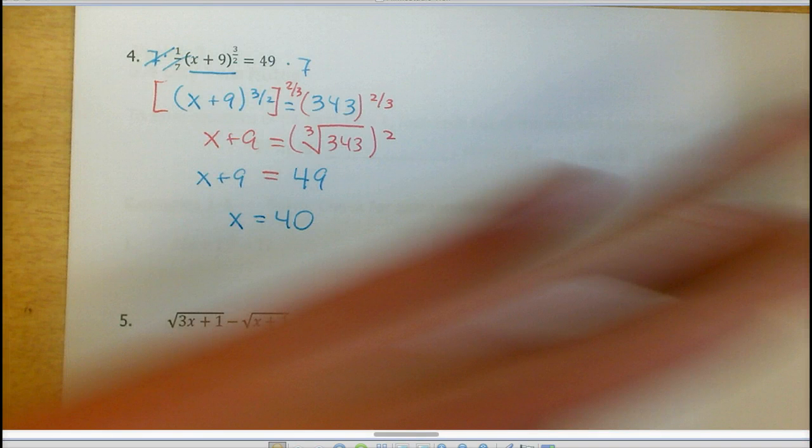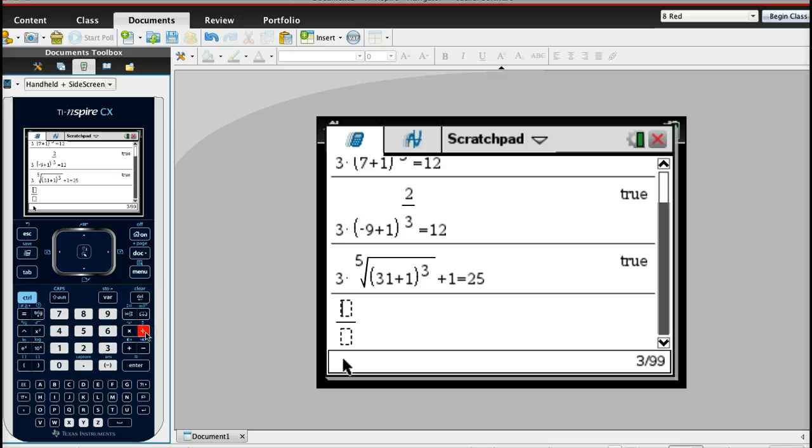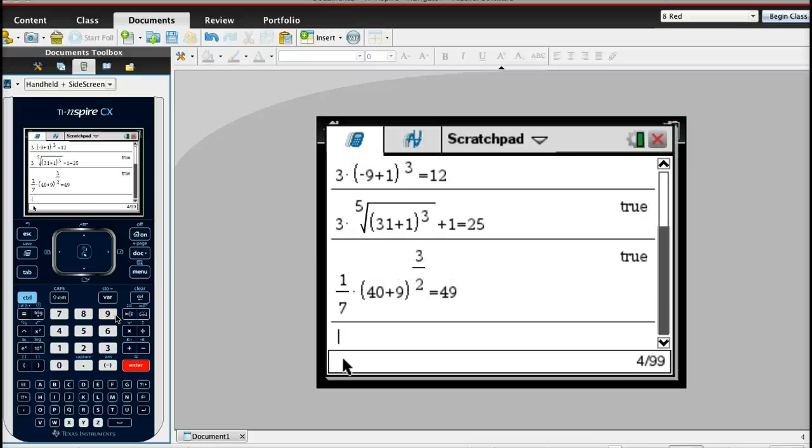Let's go to our calculator and check. So we have 1/7 times the quantity 40 plus 9 to the 3/2 power. And that's supposed to be equal to 49. Let's see if it is. Very good. So one solution to this one, 40, would be that solution.